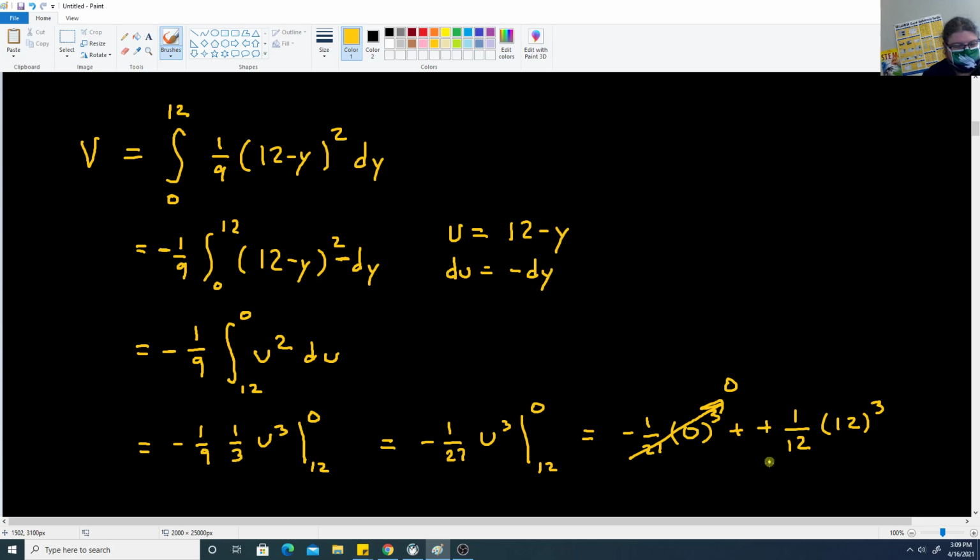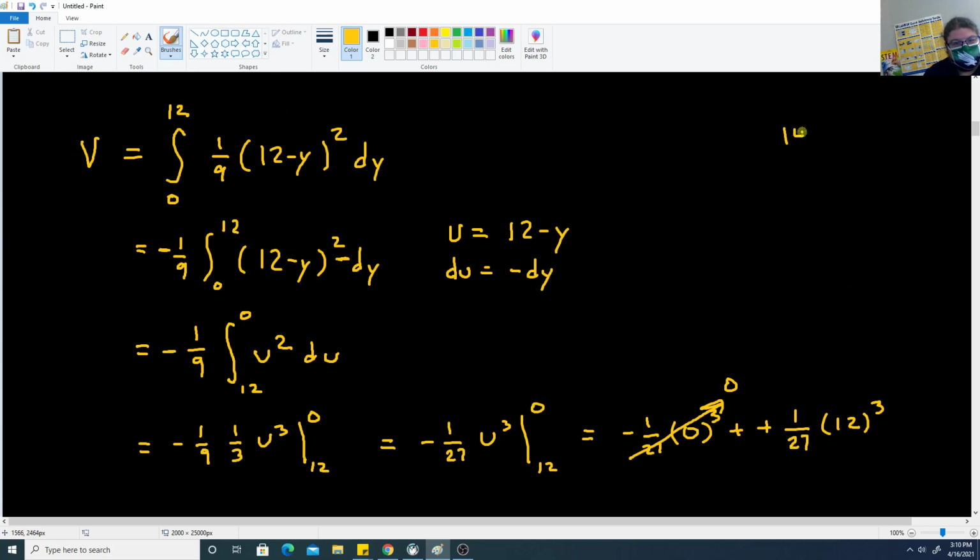Minus a negative becomes positive, which is good because we're going to end up eventually with a positive volume, which is what we want. Let's see here. Whoops, I have 27 there, and I accidentally changed it to a 12. Let me fix that before we get much further. So that's a 27 still.